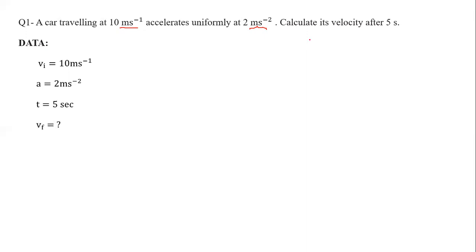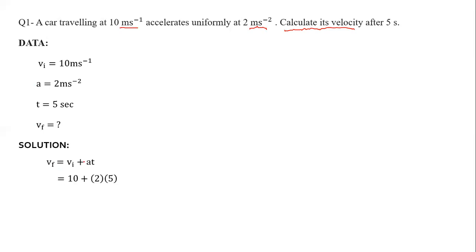Here they have said calculate its velocity after 5 seconds, which means we have to find the final velocity. Now with the help of this given data, you have to identify which equation of motion to use. Here Vi is given, a is given, t is given, and we have to find Vf. So we use the first equation of motion, which is Vf equals Vi plus at.